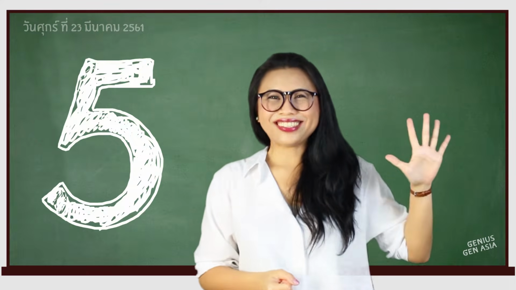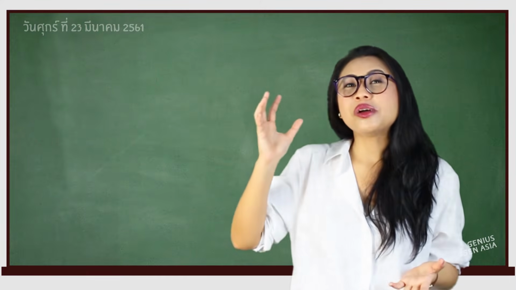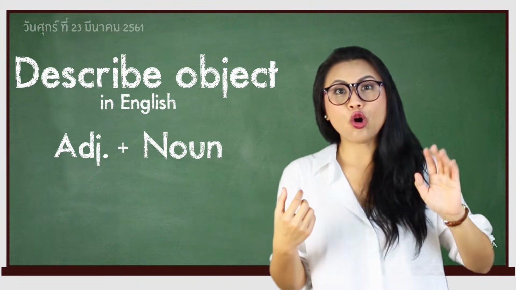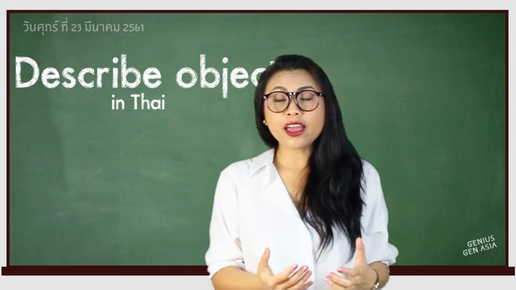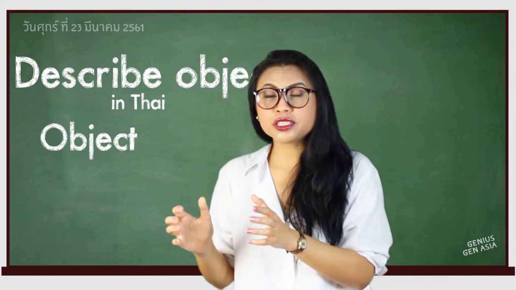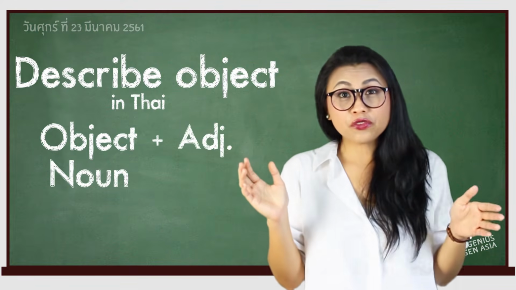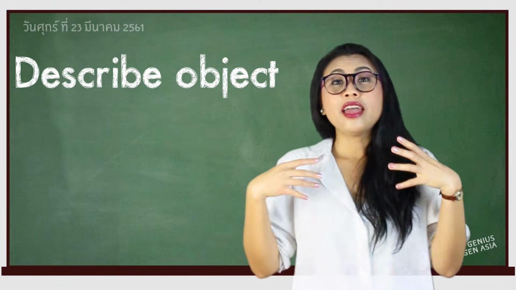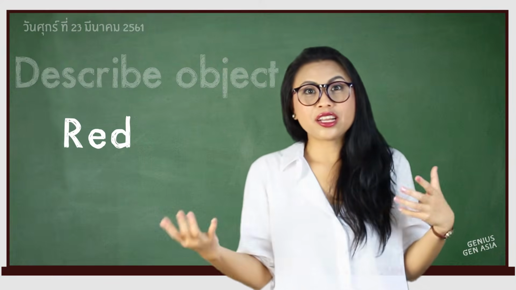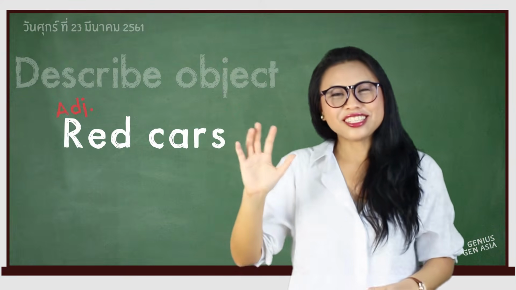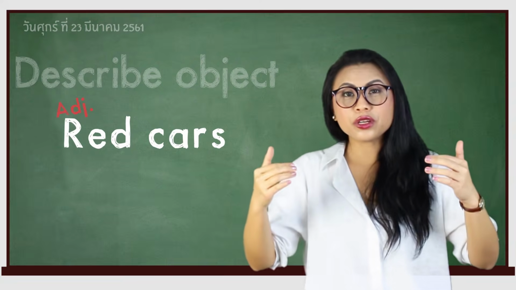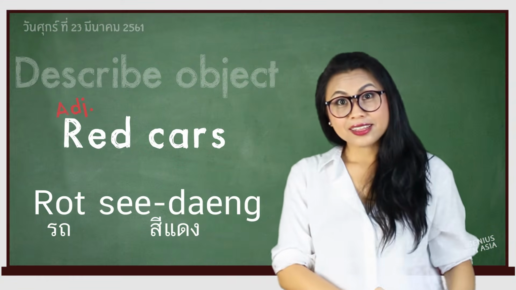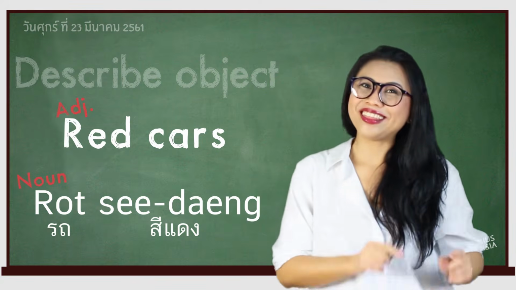The fifth one, in English, you need to describe one object by adding adjectives in front of the noun or in front of the object. But in Thai language, we say the object first and then followed by the adjective or what you want to describe that object. For example, in English, you will say red cars. So you say the adjective first. But in Thai language, we say that object first. We say รถสีแดง. So we say the noun and then followed by the adjective.